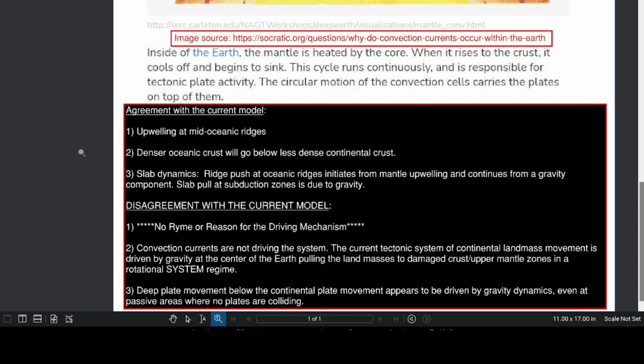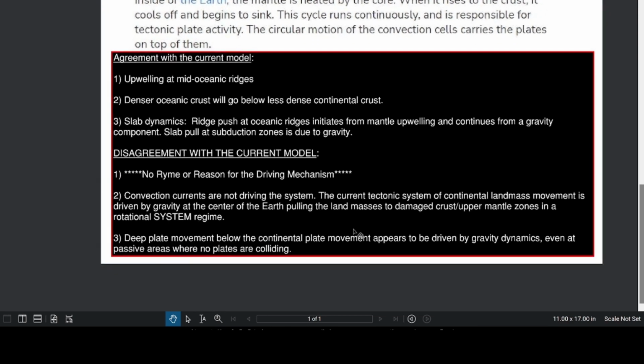Disagreement with the current model. As I said, there's no rhyme or reason. Okay, let me just pull this up a little. No rhyme or reason for the driving mechanism of the current model. My model does have very discrete rhyme and reason. Convection currents are not driving the system.